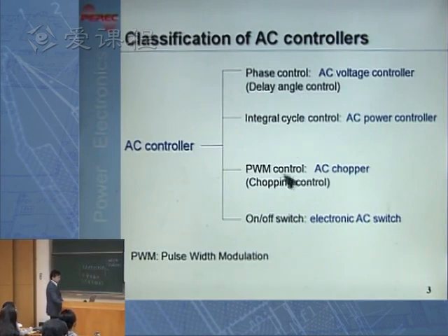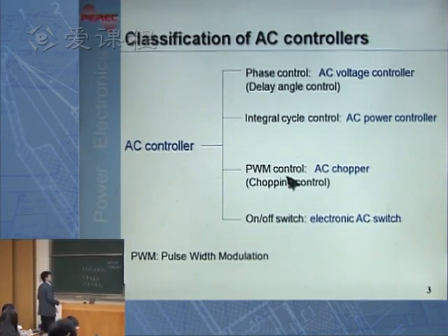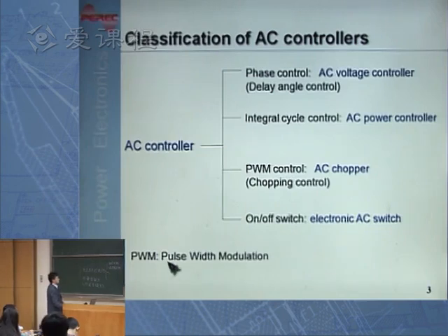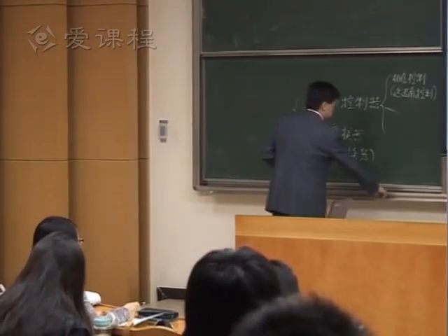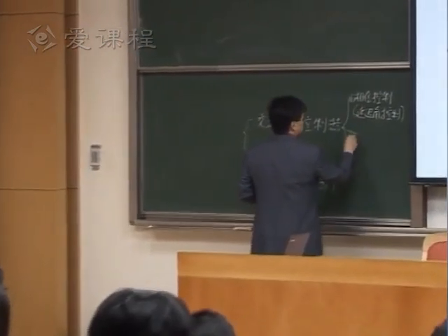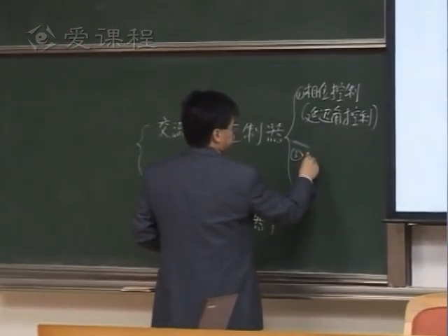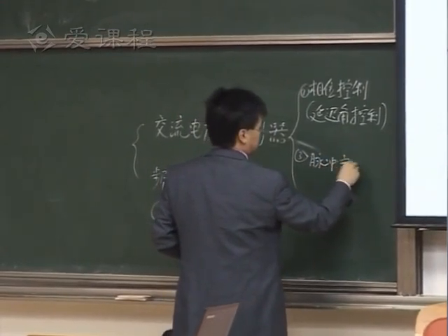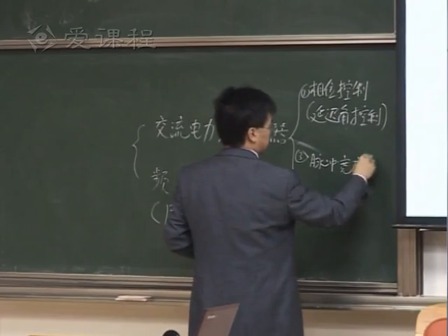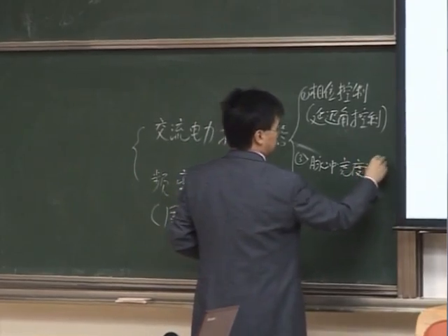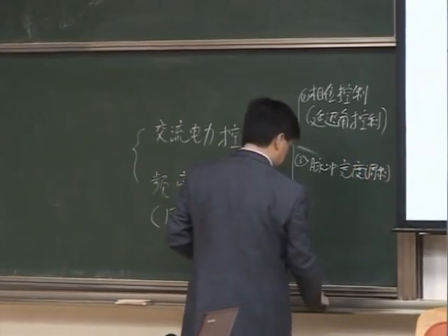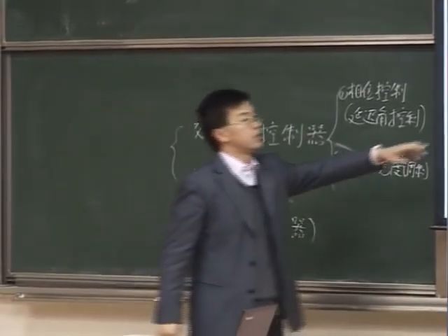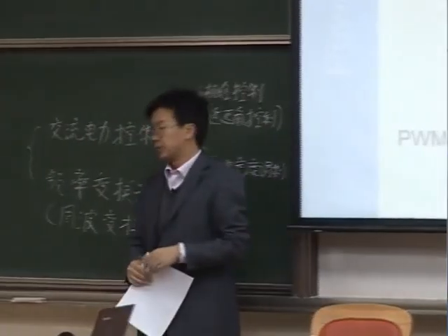And actually the third one, PWM control. PWM is the acronym of pulse width modulation. We actually have seen this also in the previous chapters.